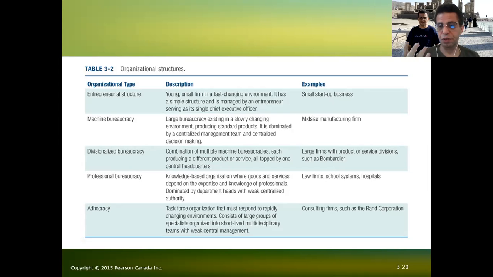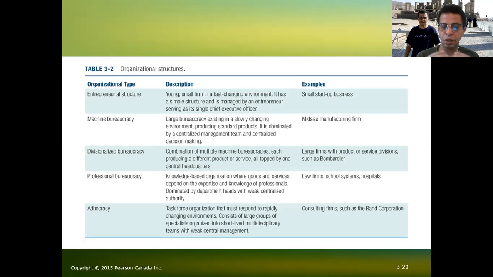And then you have the professional bureaucracy, or the professional organization, which is like Ernst and Young, Arthur Andersen, Technology Evaluation Centers. It is a knowledge-based organization where goods and services depend on the expertise and knowledge of their professionals, dominated by department heads with a weak centralized authority. Probably schools, hospitals, law firms, and universities are like that type.